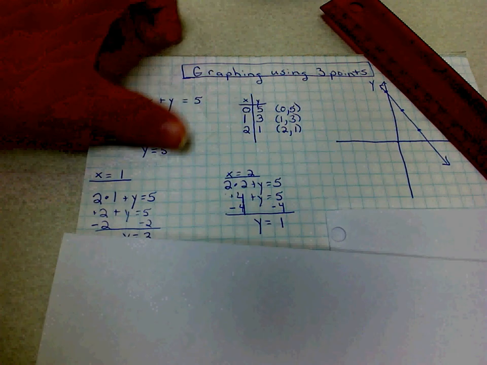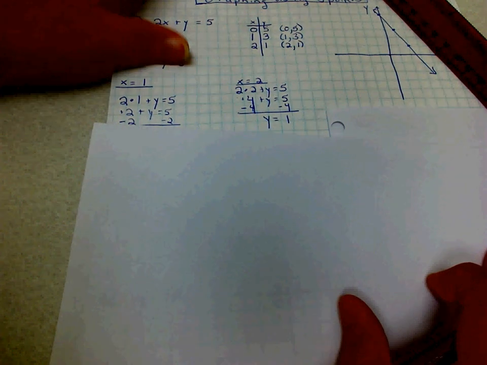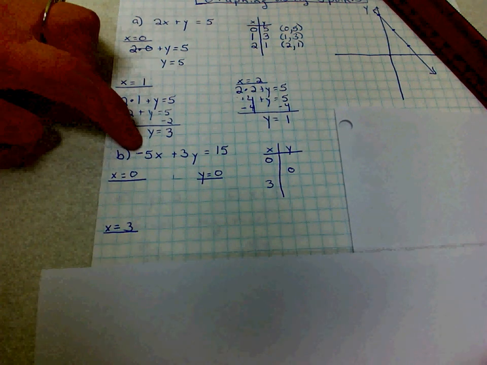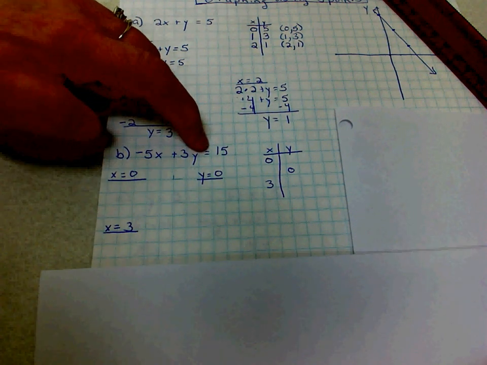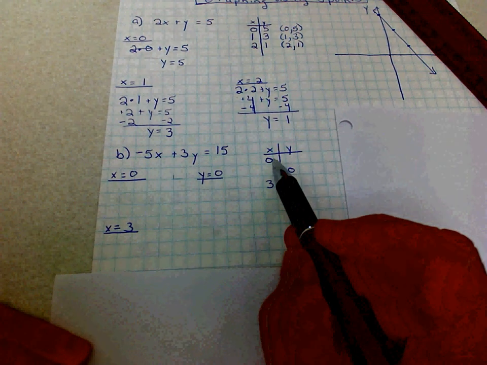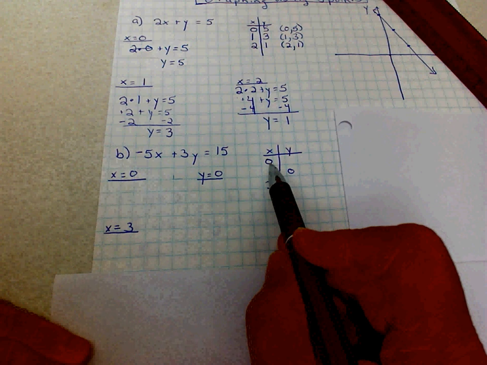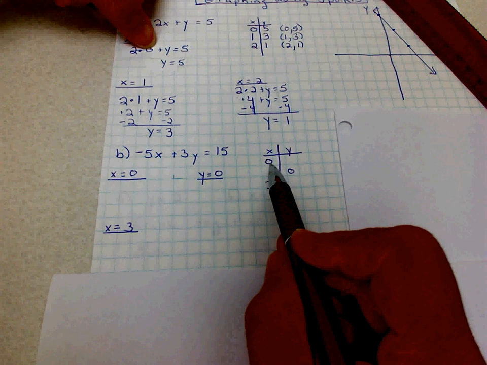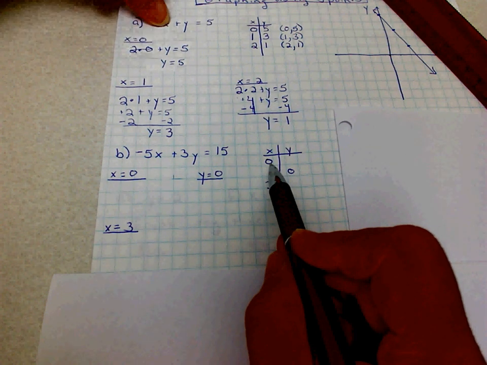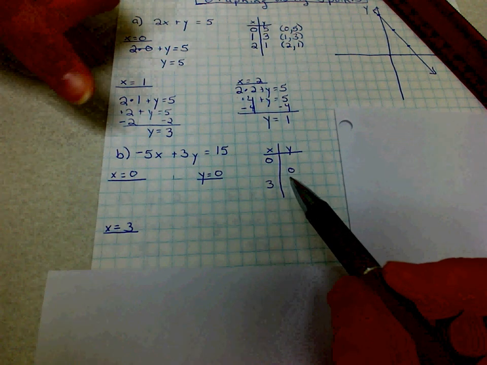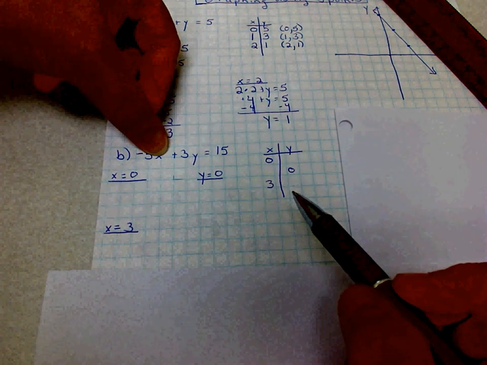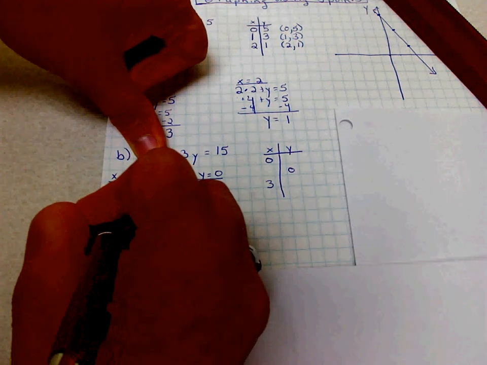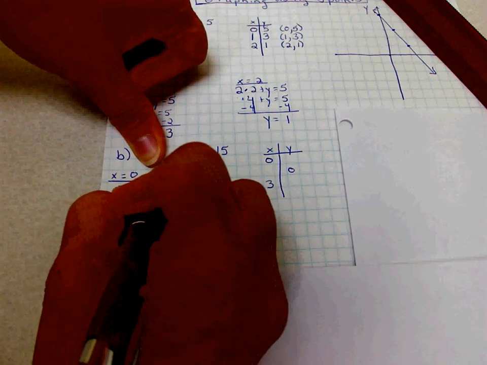Now, for another example, we've got negative 5x plus 3y equals 15. First, we're going to let x equal 0. And I'm going to take a shortcut. As you saw, up at the top, 2 times 0 was 0, so that whole piece went away. Well, that's what I'm going to do with this. Negative 5 times nothing is nothing. So that part of this equation goes away, and all we're left with is 3 times y equals 15.